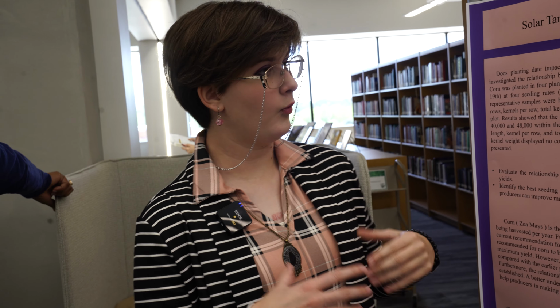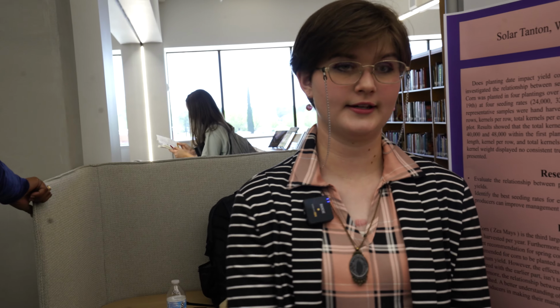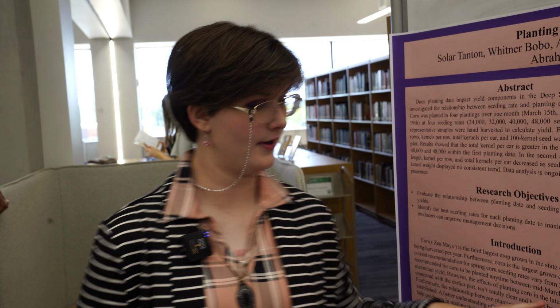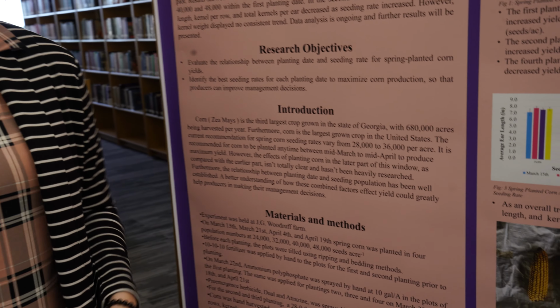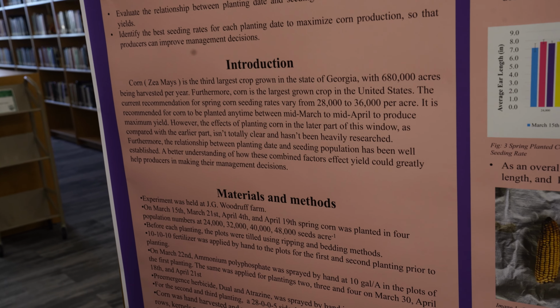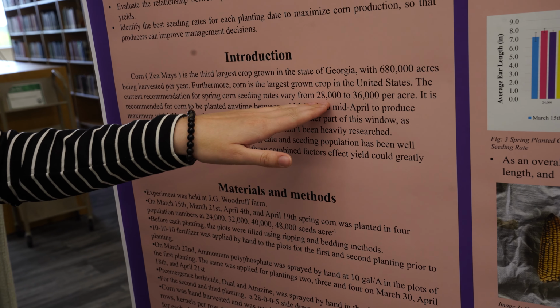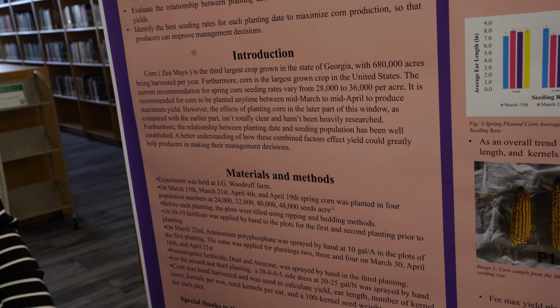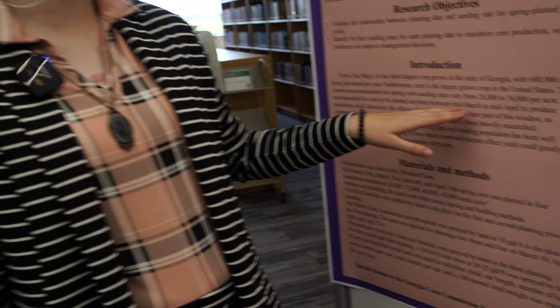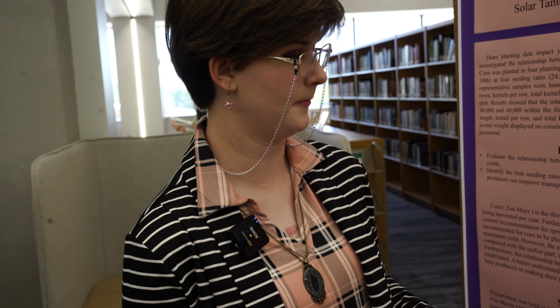So what we essentially did, we went out, we planted all of this, and then we saw how these results were different from what is recommended. What is recommended for corn in South Georgia is seeding rates from 28 to 36,000 per acre and planting dates ranging from mid-March to mid-April.